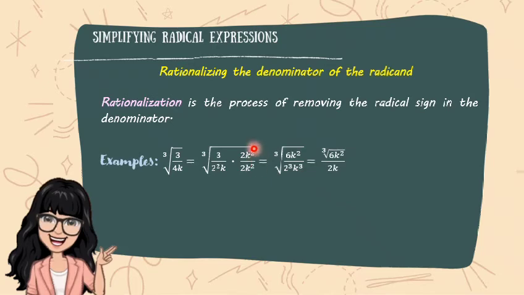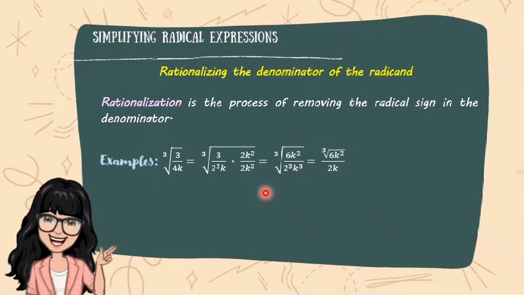Why do we have to multiply both the numerator and denominator by this same expression? Because if you multiply the numerator by 2k squared and the denominator by 2k squared, this is just equal to 1, right? The numerator is just the same as the denominator. So if we divide this 2, that will be equal to 1. So it's just like multiplying our expression by 1. But in this case, if we multiply it, we will have a denominator which is a perfect cube.